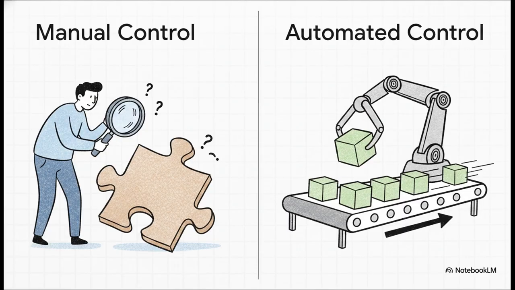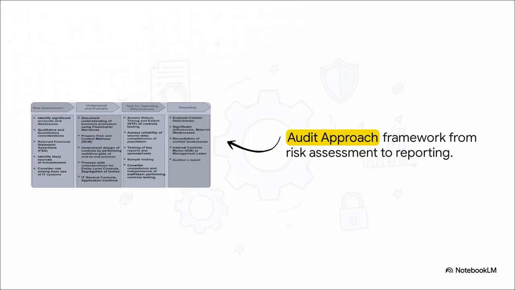And here is how all of this theory fits together into the real-world end-to-end audit approach. We kick off with risk assessment, identifying the significant accounts and IT risks. Then we move into understand and evaluate. That's where we document the processes, draw flowcharts, and evaluate the IT general and application controls. Next up is testing for operating effectiveness, where we do our sample testing and check system reports. And finally, the whole thing culminates in reporting. That's where we evaluate any control deficiencies and officially issue our auditor's report.